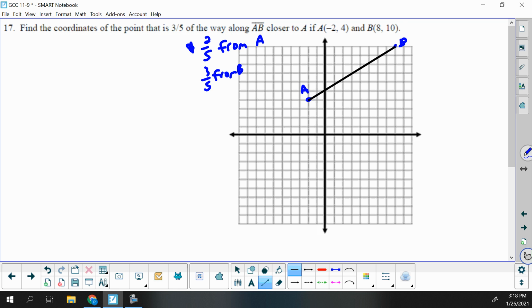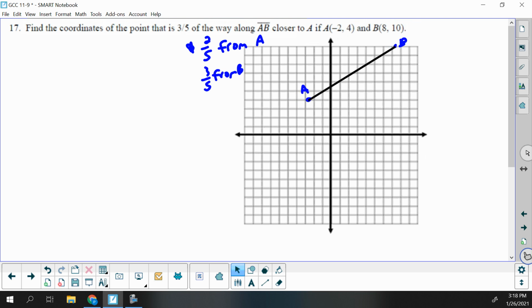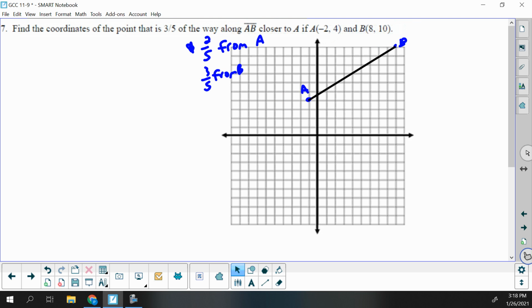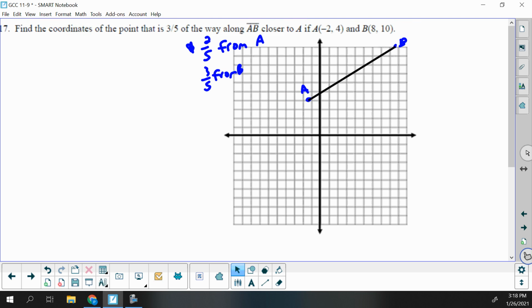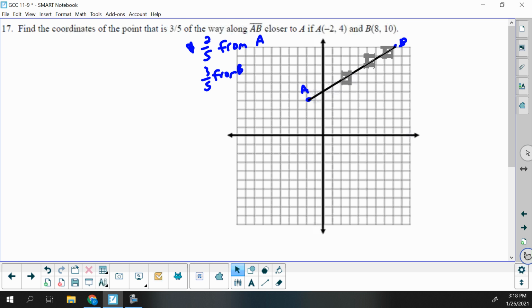And we'll connect them there just so we'll be able to refer to it. So we're going to do 2/5 from A. So we're starting at A. So notice we are going right and we are going up to get to B.